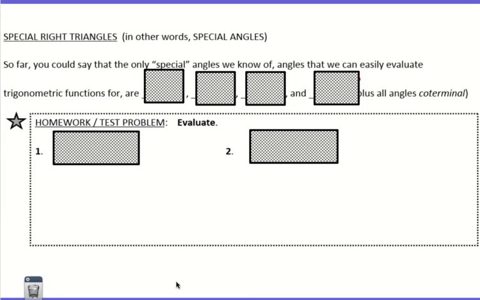Special right triangles, in other words, special angles. Really the only reason that we're going to talk about certain right triangles being special is because of the angles they have. So far, you can say that the only special angles we know of, and I mean really special, right? What do I mean by this?